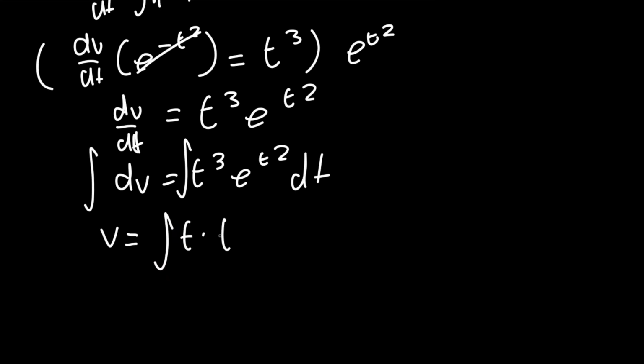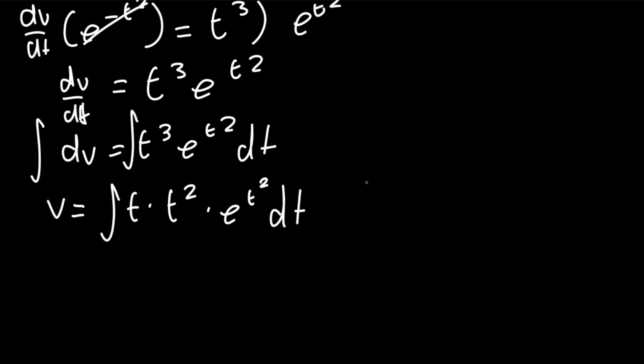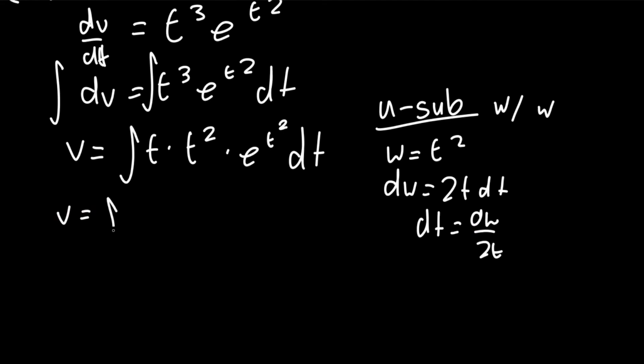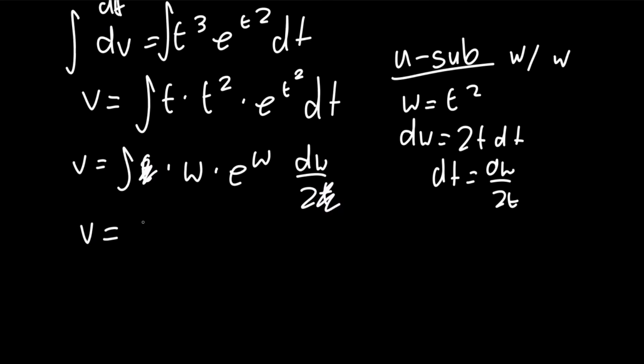Now I'm going to do something a little bit funky on this side. I'm going to split up that t to the third as so, and I'll show you why in a little bit. And then I'm going to do another funky thing, which is I'm going to do u sub, but with w. So w equals t squared, and dw equals 2t dt, and dt equals dw over 2t. So we are left with that t remains, and w equals t squared, so that t squared becomes that. Then e to the w, and dt becomes dw over 2t, and these t's get canceled out. So we're just left with taking that constant out front, 1/2 square root w e to the w dw.